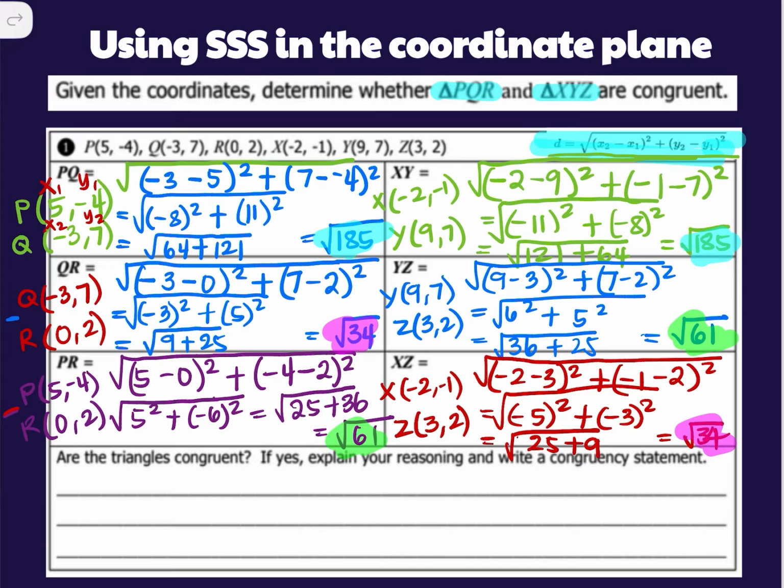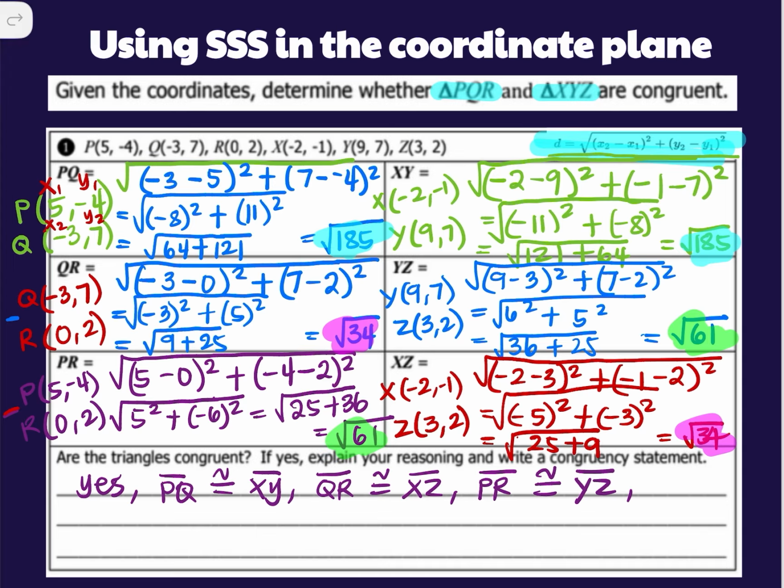So then we can make our conclusion. Are the triangles congruent? The answer is yes. Segment PQ is congruent to segment XY, and segment QR is congruent to segment XZ. We also have segment PR, which is congruent to segment YZ.